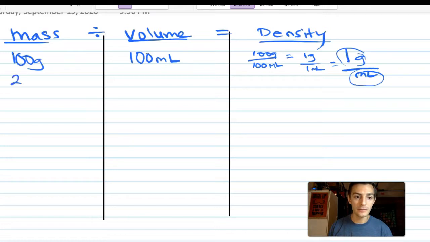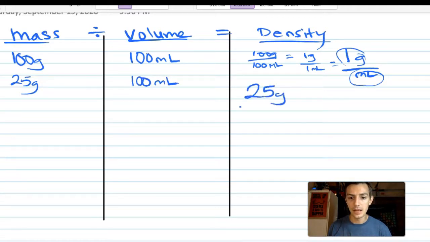How about 25 grams and 100 milliliters? Well, if I do the math here, 25 grams and 100 milliliters divided from each other, that's the same as saying 1 over 4, right? Because 25 is a quarter of 100.